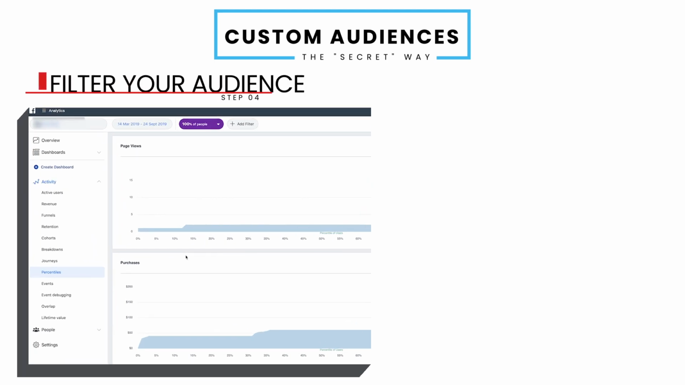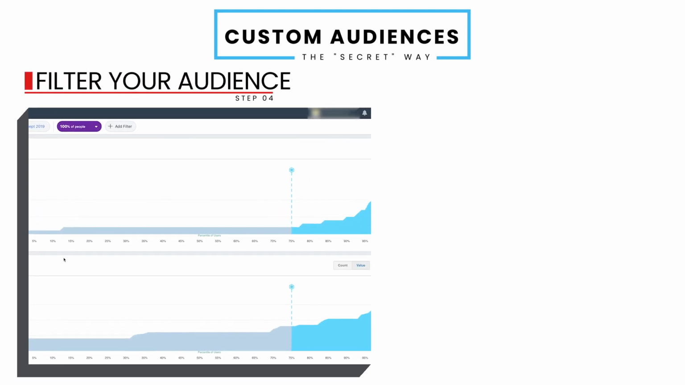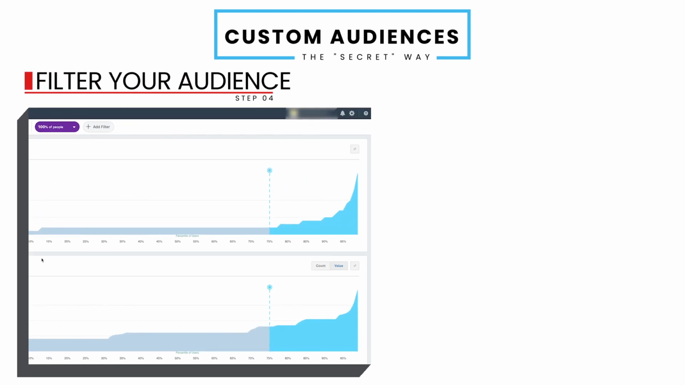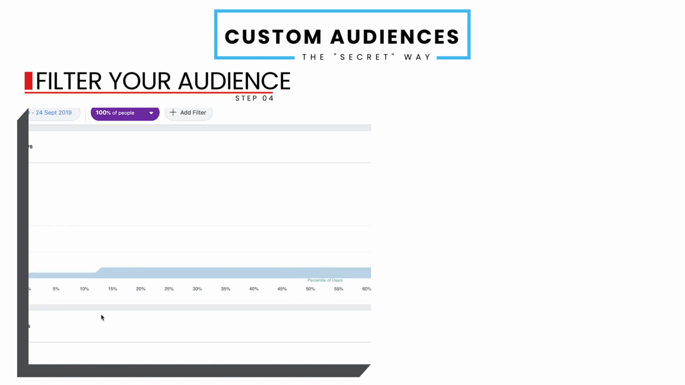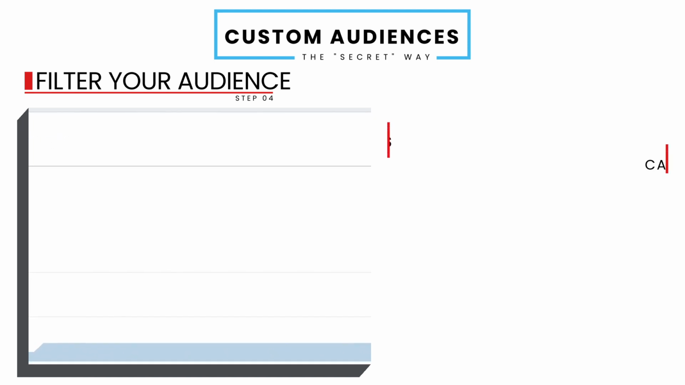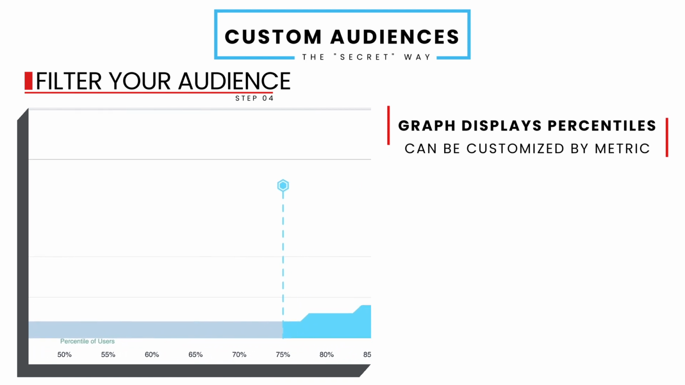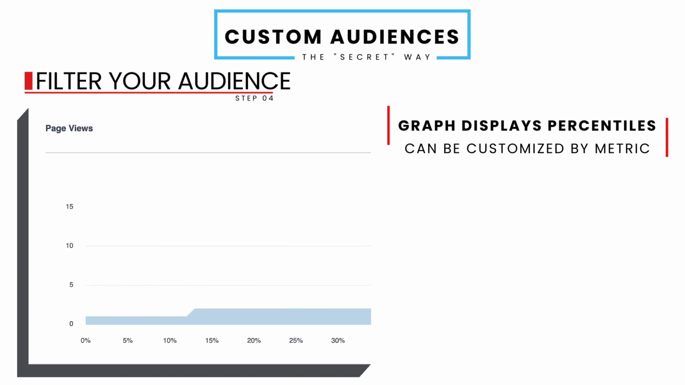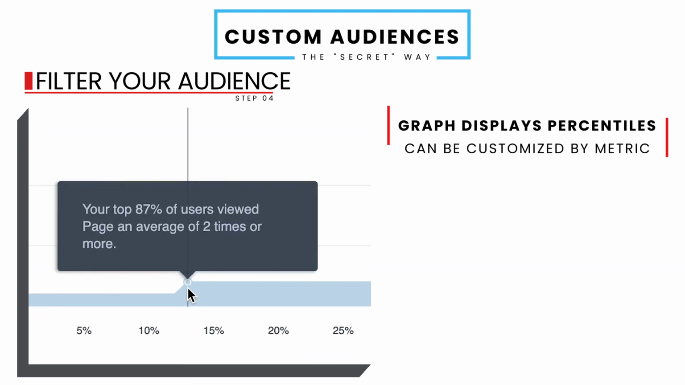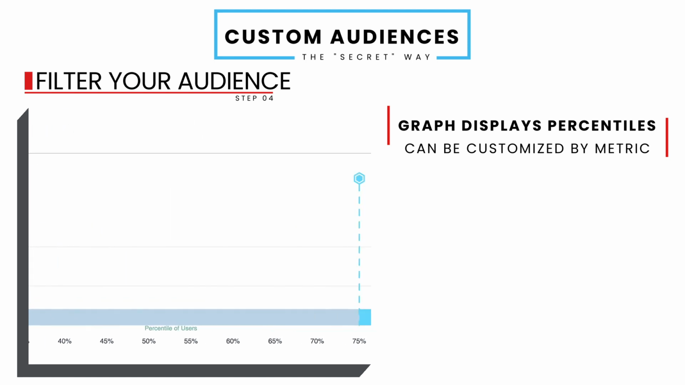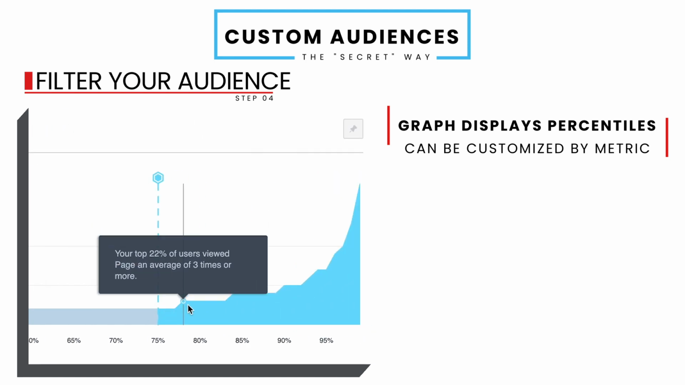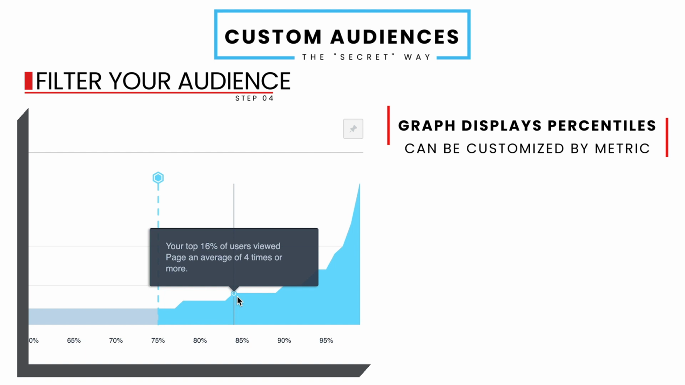It should take you to this page where you'll be making some really cool custom audiences that can't really be made anywhere else inside of Business Manager. Let me start by explaining this graph. It breaks down the number of pages that visitors to your site went to by percentile. For example, by hovering your mouse over spots on the graph, you can see 87% of visitors visited 2 pages, 22% visited 3 pages, 16% visited 4 pages, and so on.